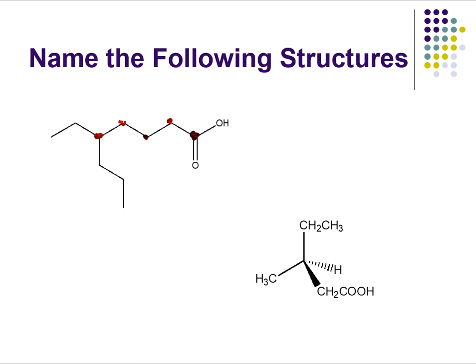Which way do we want to go? All right, well, if we go to the left, there's 6, 7. If we go down, there's 6, 7, 8. All right, so 1, 2, 3, 4, 5, 6, 7, 8. We're going to name this with an 8 carbon chain. I'm going to IUPAC it.